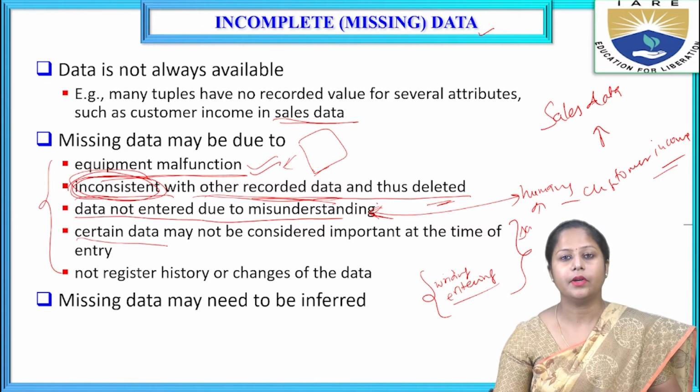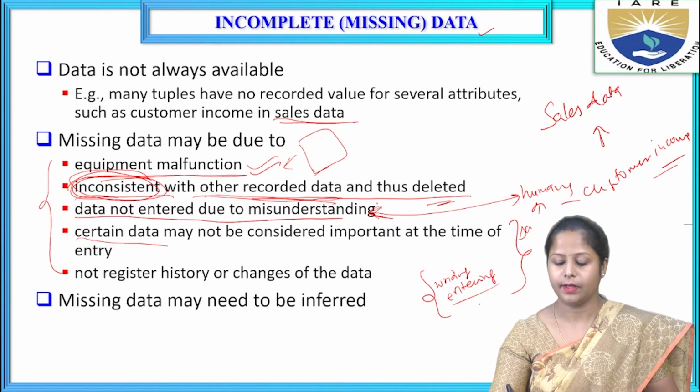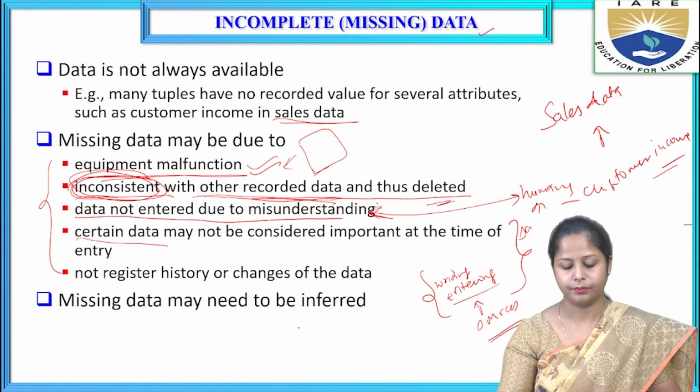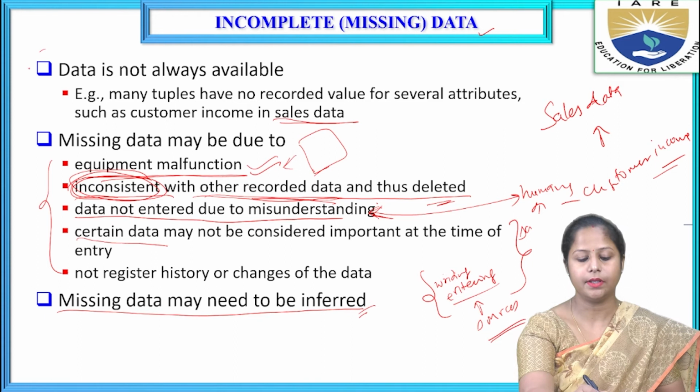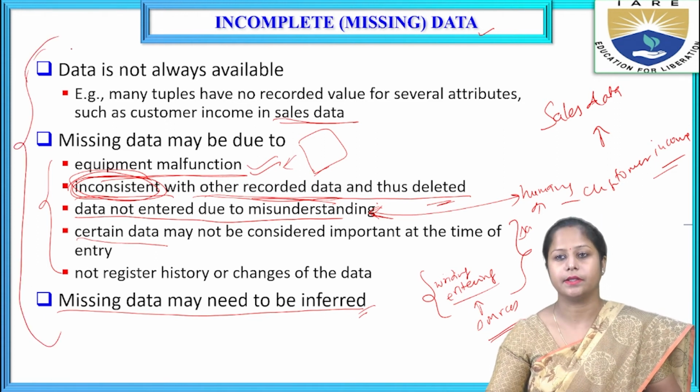Some data is not registered with the history or changes of the data. Some data we have changed, and that has not been properly stored in the sources. Missing data may need to be inferred. So these were some detailed examples of incomplete or missing data.